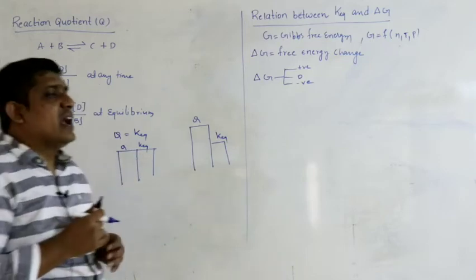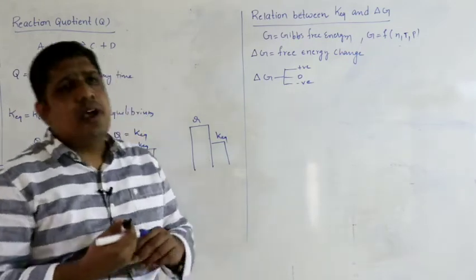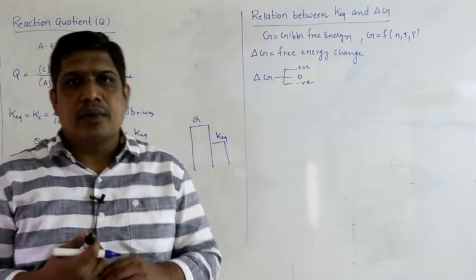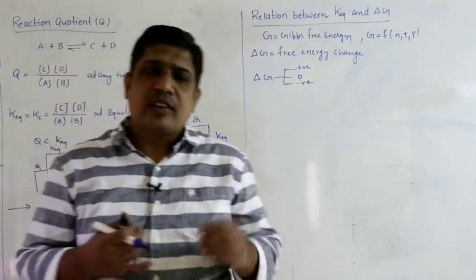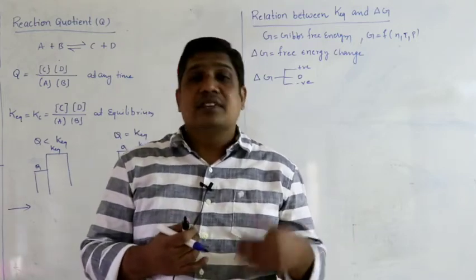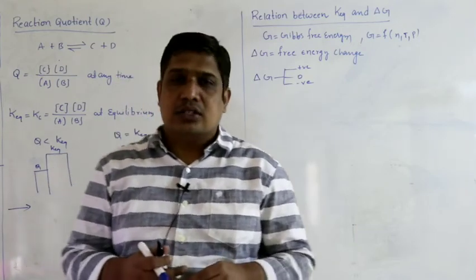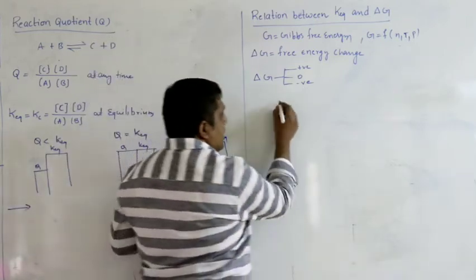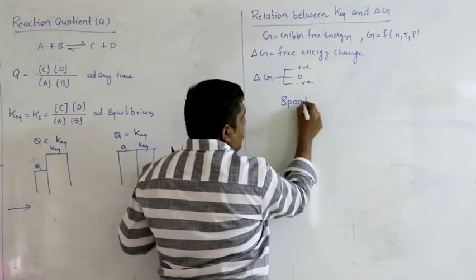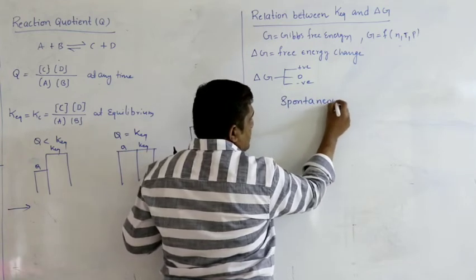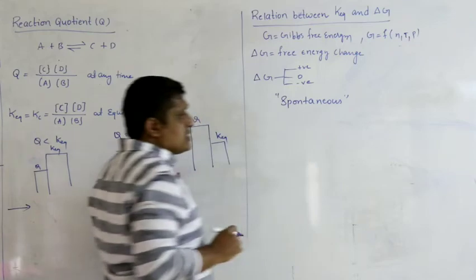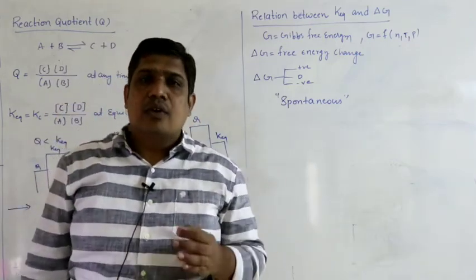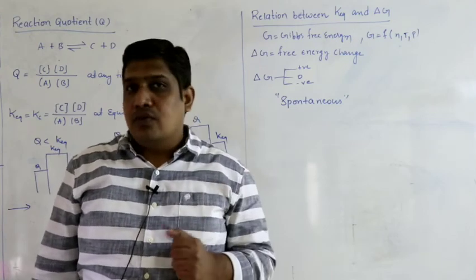What does this value signify? In thermodynamics, delta G plays an important role for any chemical reaction. The reason is by calculating delta G, we can predict whether the reaction is spontaneous or not. I have used a new word called spontaneous. So delta G value is useful to predict the spontaneity. What is a spontaneous process? A process which takes place on its own without the help of external force.